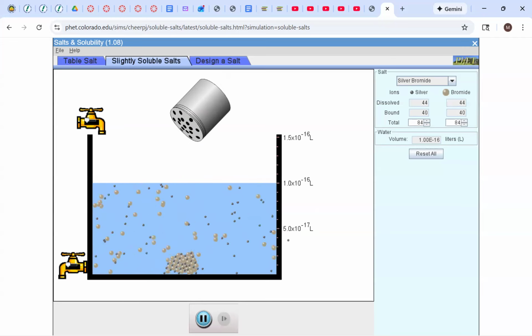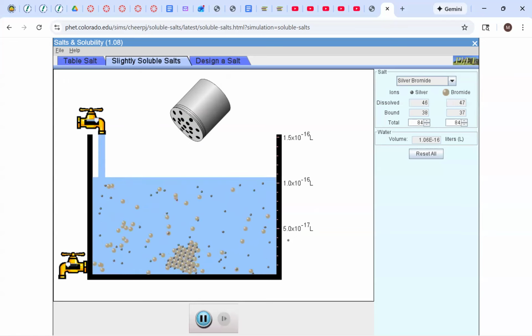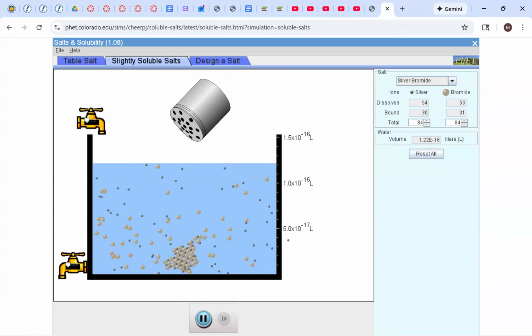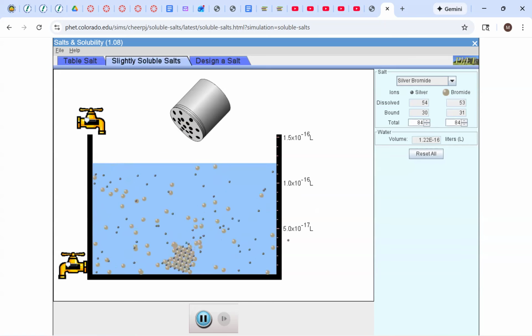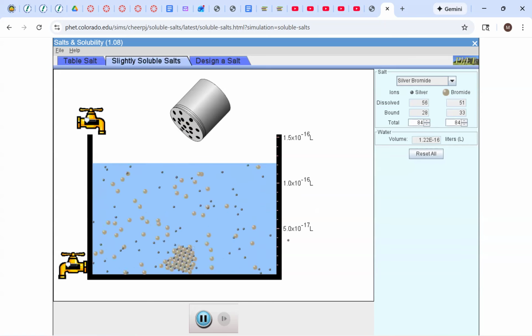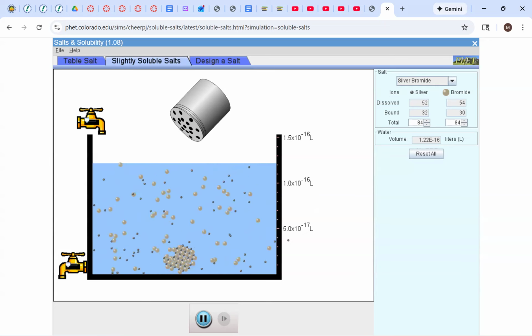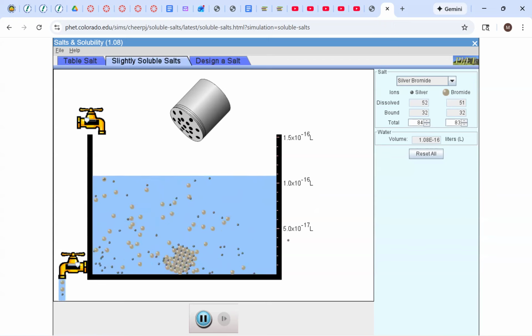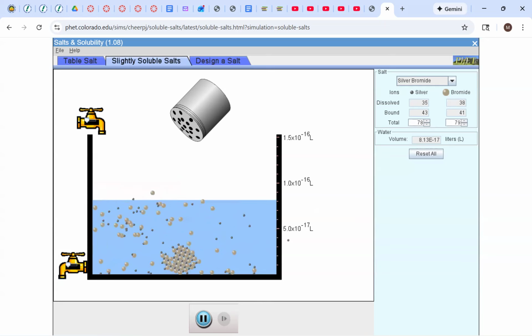If you want to play with the volume, you can increase the amount of water. See if I can get this to work. And notice when I increase the amount of water, the amount of solid starts to dissolve more. Or I can take away the water, see if it'll work for me. Take away some of the water, and less of the silver bromide becomes soluble.